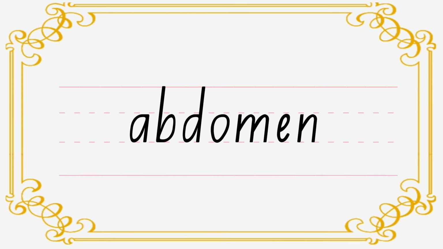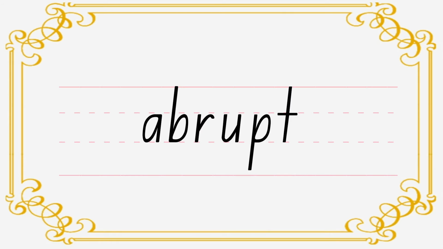Spell this word exactly how it sounds. AB for ab, DO for do, and MEN for men. Easy. A, B, D, O, M, E, N. Abdomen. Word number 7 is abrupt.